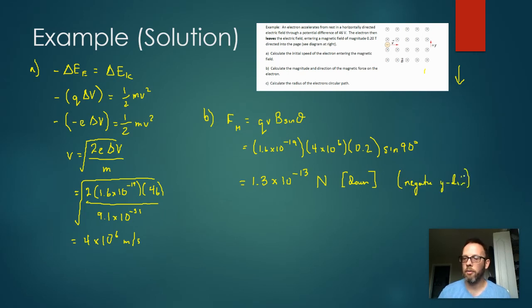And again, why down? Because the right-hand rule is for positive charge. And so for a negative charge, you do your right-hand rule, and the direction of force would be at the back of your palm, so down.